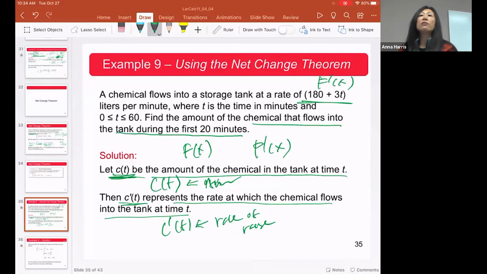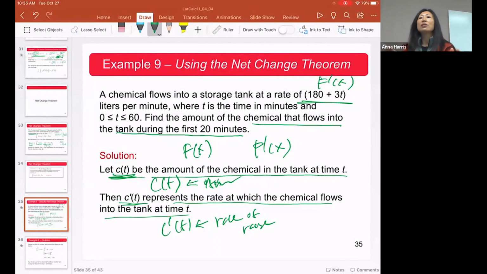As a chemical flows into a storage tank at a rate of 180 plus 3t liters per minute. They gave you a rate of change. Where t is the time in minutes, which means t is between 0 and 60. So it's 0 to 60 minutes, which means 1 hour. They want to know between 0 and 1 hour, right? They're using only that as your limit.